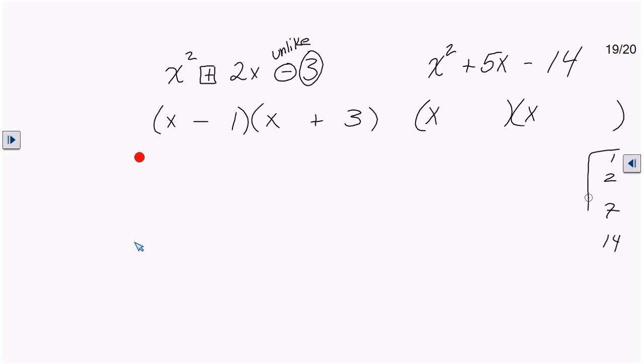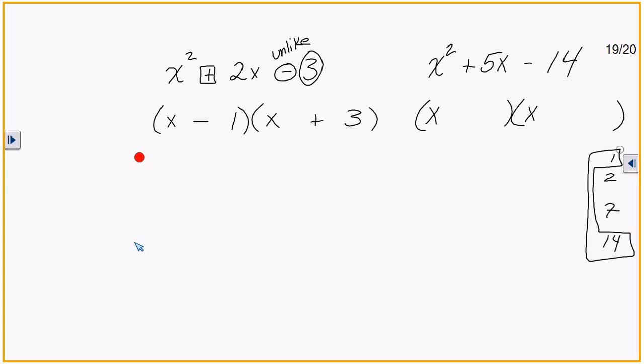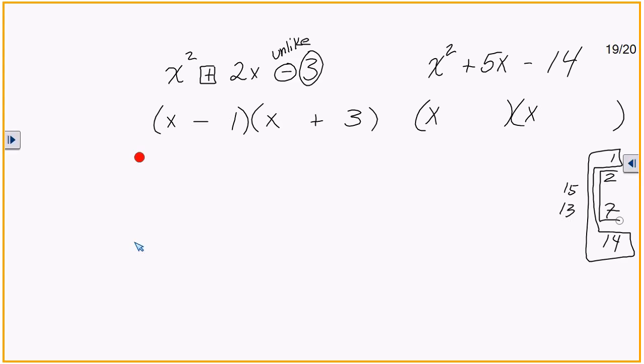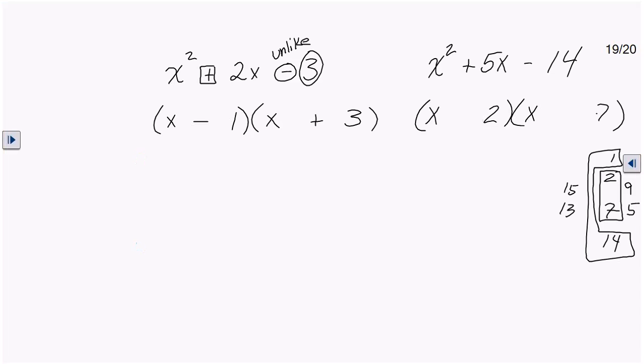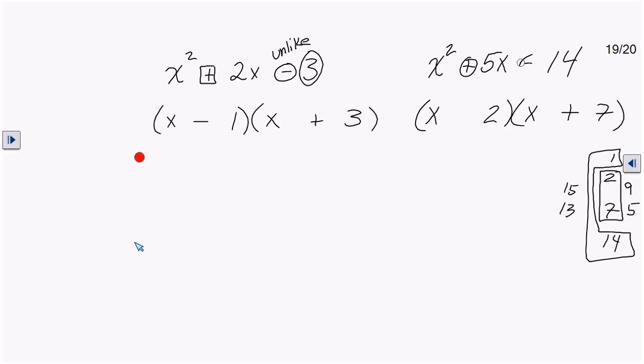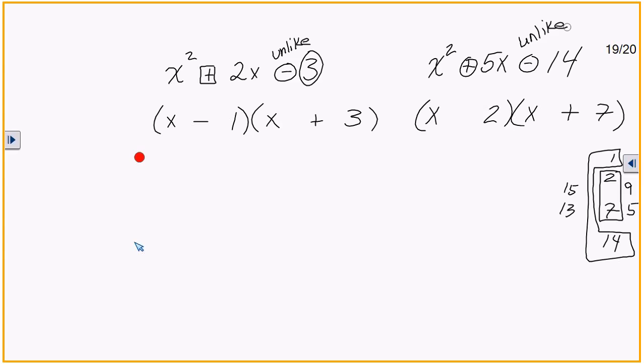Well, 1 times 14 will give me a 15 or a 13. 2 and 7 will give me a 9 or a what? A 5. We want a 5. So 2 and 7 is our numbers. What sign is this? Plus. So that means a 7 has to be plus. What does this mean? Like or unlike? Unlike. So therefore, if that's positive, this has got to be negative.